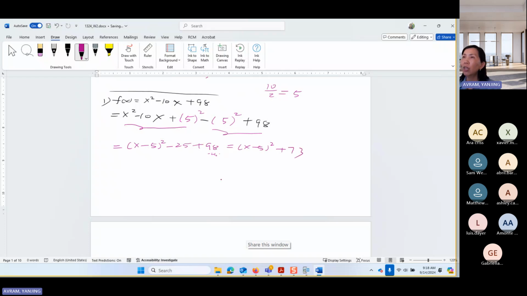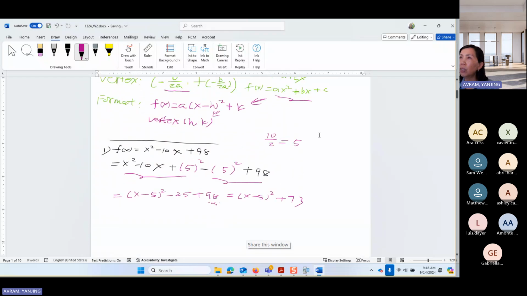So now if you compare this with a times x minus h squared plus k, my vertex here will be 5 and 73, because this is minus h, so h here is positive. That's in the first quadrant, which is exactly right because we just graphed it. You don't have to graph this one to be able to find this.